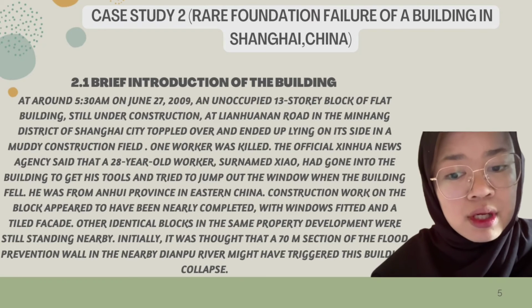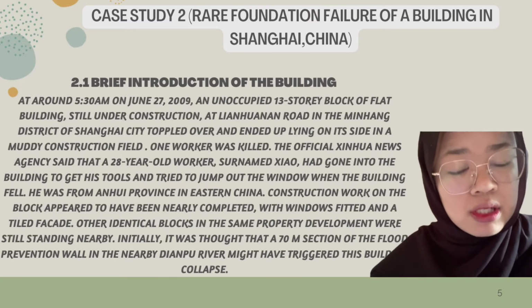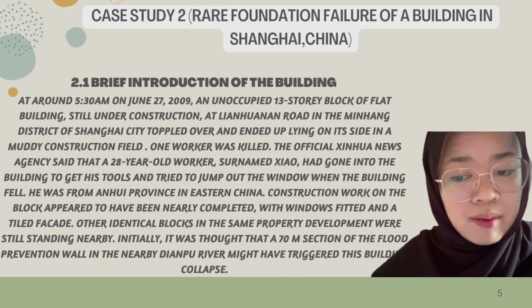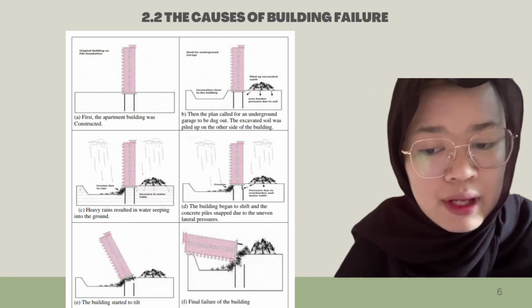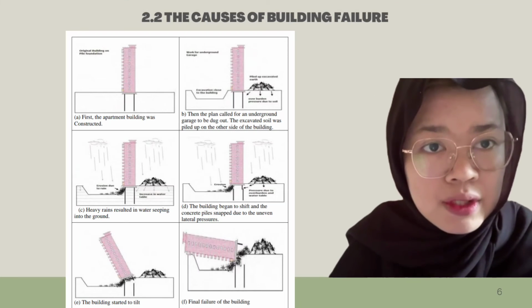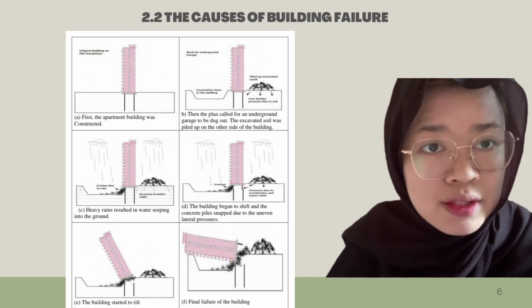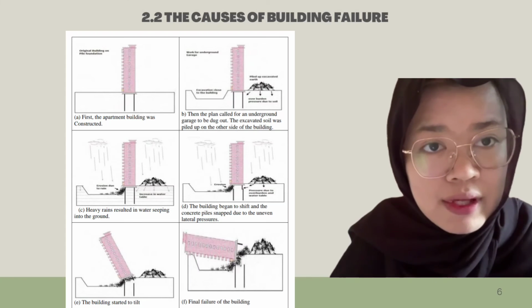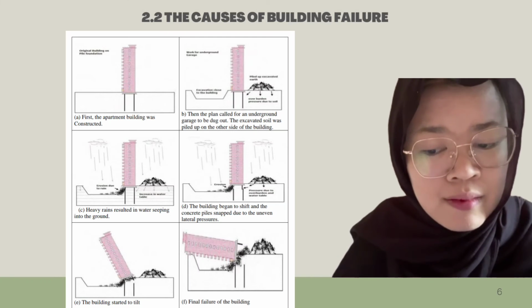Initially, it was thought that a 70-meter section of the flood prevention wall in the nearby Dianpu River might have triggered this building collapse. The causes of the building failure. First, the apartment building was constructed. Then, the plan called for an underground garage to be dug out. The excavated soil was piled up on the other side of the building.